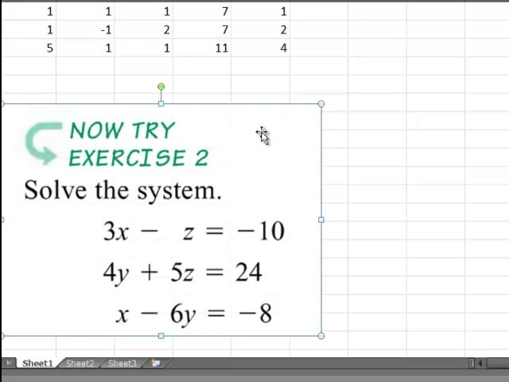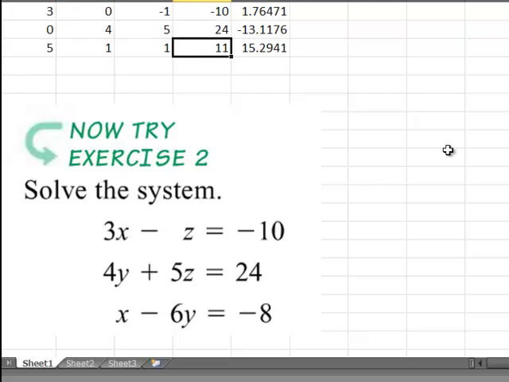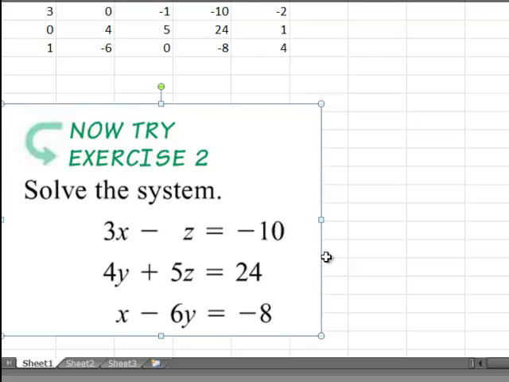Now look at this one. You try it, exercise 3. Notice the y is missing in the first equation. The x is missing in the second equation, so I just put in zeros for each of those values. And the z is missing for the third equation. And when I get done, my solution matrix is negative 2, 1, 4. Okay, try this one.